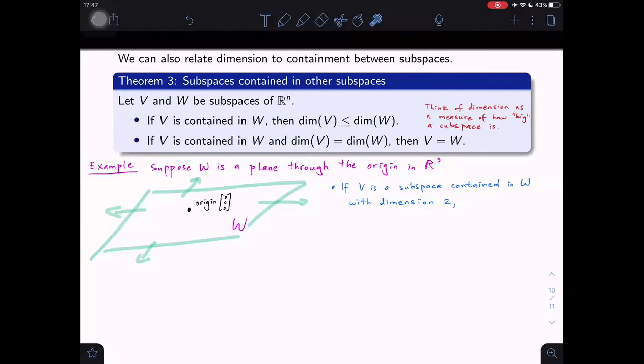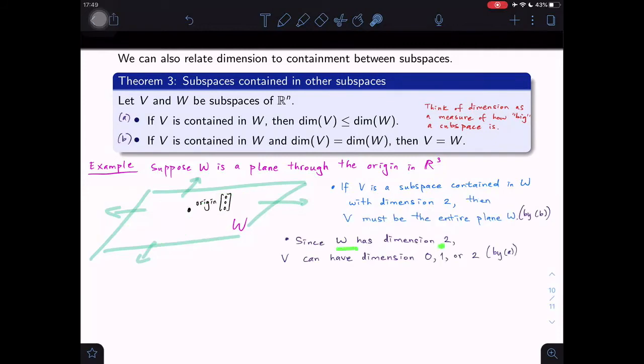Suppose V is a subspace contained in W with dimension 2. This means V is also a plane, and V must be this entire plane. So V is equal to W.